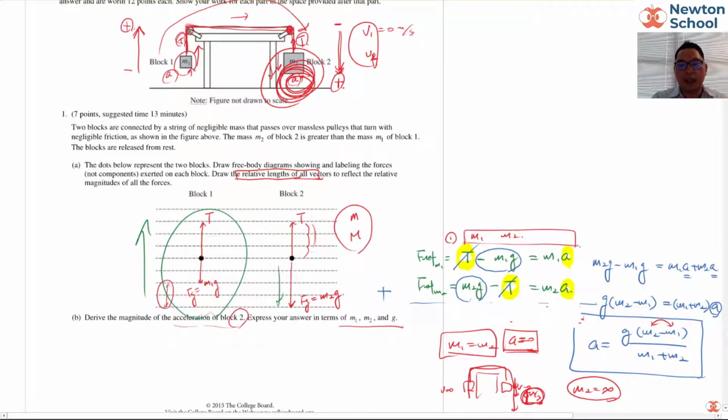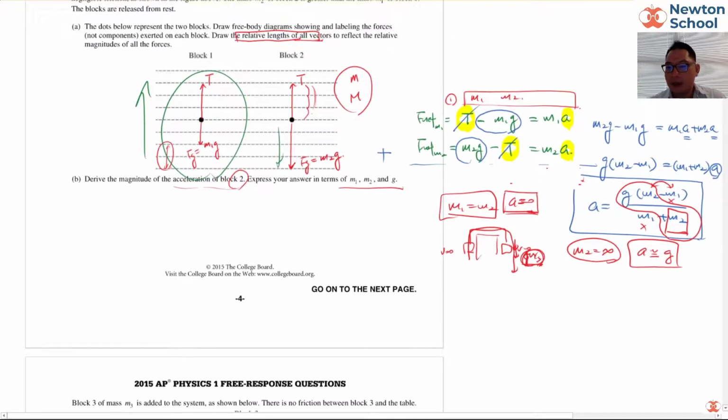If you think about it, if this guy gets massive, it's not going to feel much of this small mass, or this tension will actually be small in this case compared to the gravity of that. So if M2 gets massive, then M1 doesn't mean anything. So basically you'll get G M2 over M2, which is basically acceleration close to G. Okay, so these are common problems you'll encounter, this type.